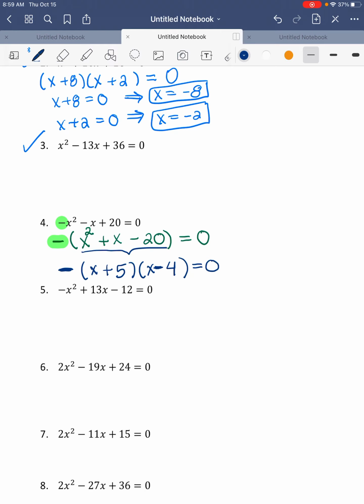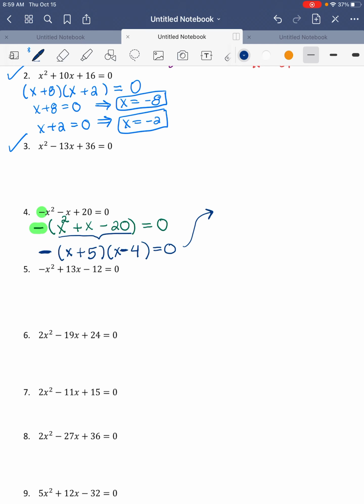And equal it to 0. From here, again, the steps are the same. This piece equal it to 0. This piece equal it to 0. So x plus 5 equals 0. X minus 4 equals 0.